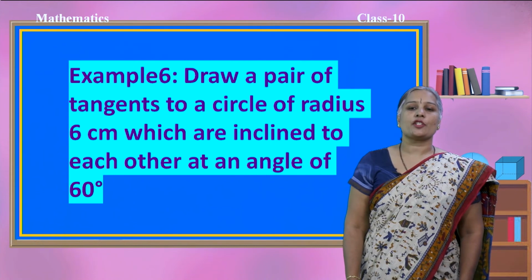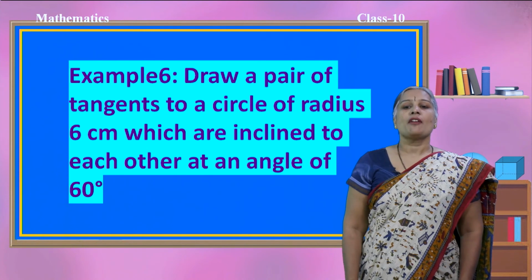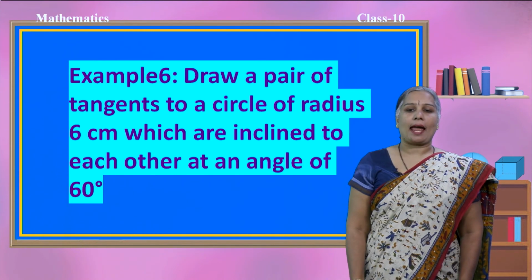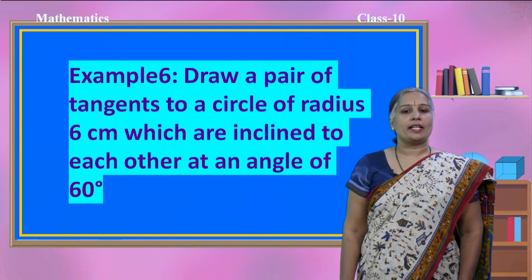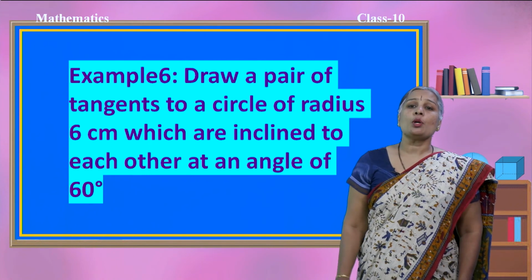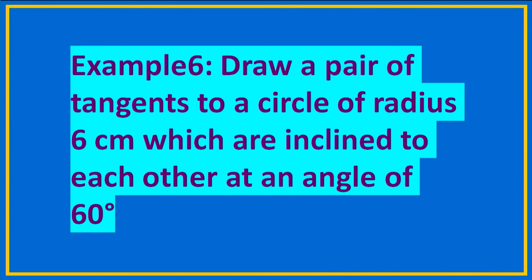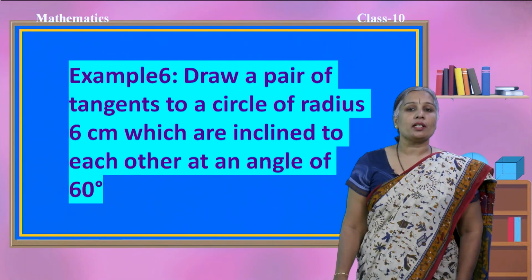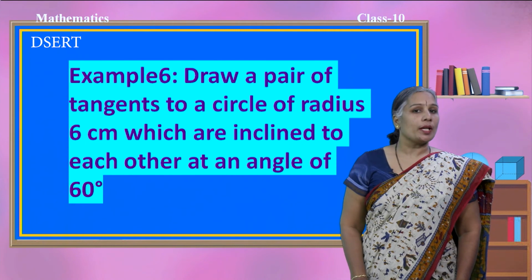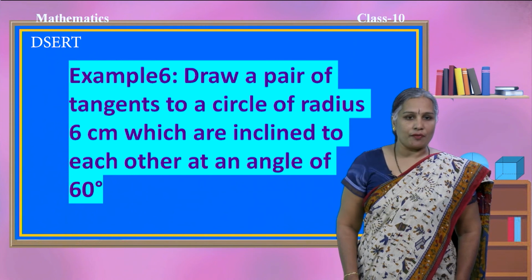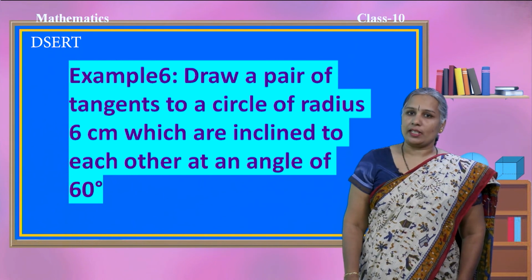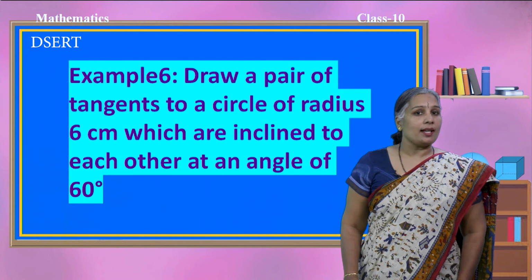Draw a pair of tangents to a circle of radius 6 centimeter which are inclined to each other at an angle of 60 degree. It means first you have to construct a circle of radius 6 centimeter. Then you have to consider the angle between tangents. As we cannot use the angle between tangents to create tangents, we have to convert this information into required form of information. That is, by subtracting this 60 degree from 180 degrees, we will get 120 degrees. That will be the angle at center.